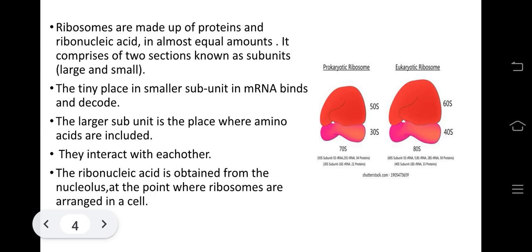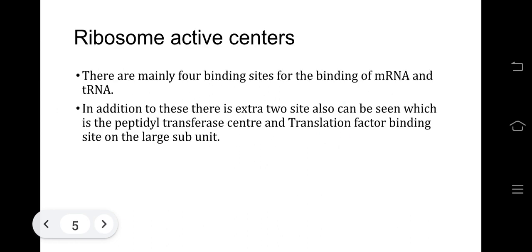So the prokaryotic ribosome is 50S and 30S, together 70S. Then the eukaryotic ribosome is 60S and 40S, forming 80S. Ribosome active centers. There are mainly 4 binding sites for the binding of mRNA and tRNA. In addition to this, there are 2 extra sites, which are the peptidyl transferase center and the translation factor binding site on the large subunit.